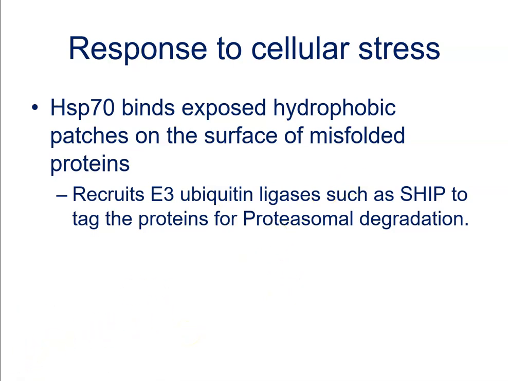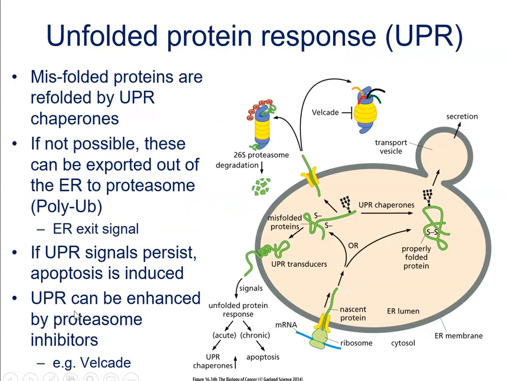If the HSP system can't refold that protein, then they can recruit E3 ligases to specifically tag the proteins for proteasomal degradation. Now this slide shows how the unfolded protein response can be used pharmacologically, and it also shows the whole process. So misfolded proteins are refolded by the unfolded protein response by chaperone proteins, and those chaperone proteins include the heat shock protein family.